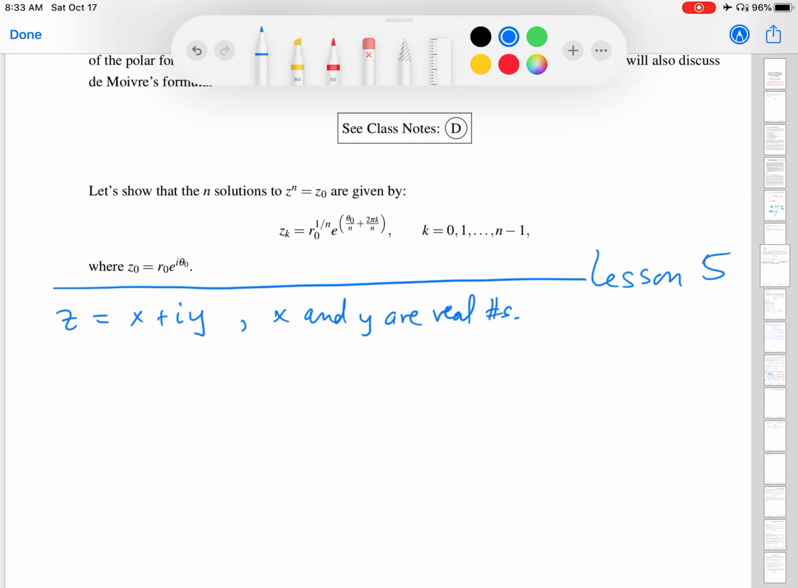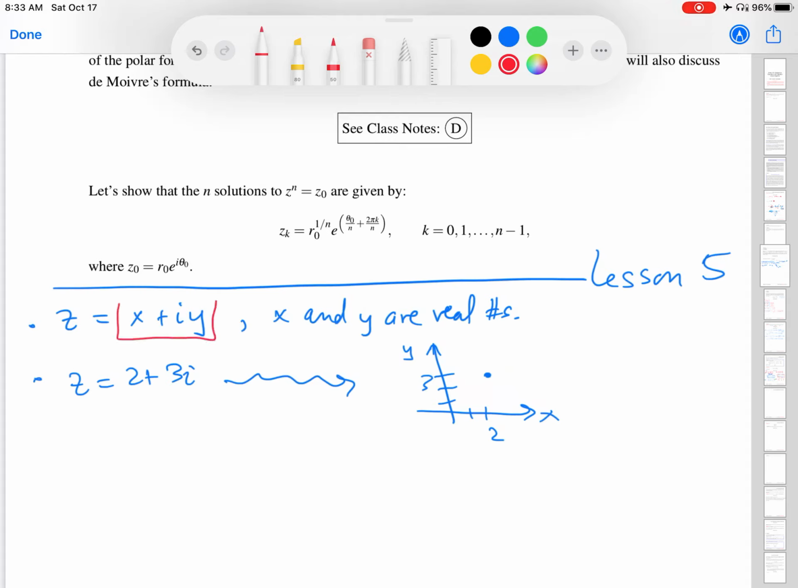Notice that if I think about an example here, maybe like 2 plus 3i, I could visualize this in the following way. I could go to the xy plane and I could plot the point 2, 3. Okay? So this is one thing that you can always do. If we go back to the general form of the complex number, x plus iy, I can associate that with the point x comma y in the plane.